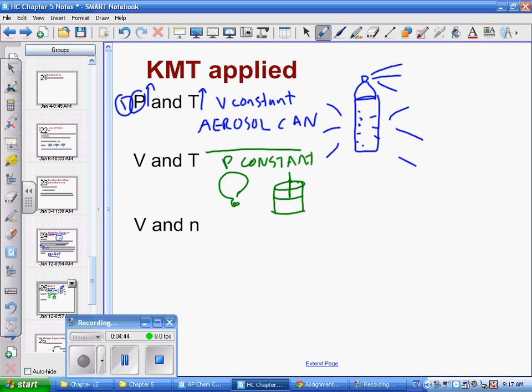So this is a movable piston. Here's my volume inside here, and the piston moves up and down. Okay, so pressure stays constant here. So what happens with temperature? If, let's say, I take the balloon and walk into the cooler up in Joshua's.